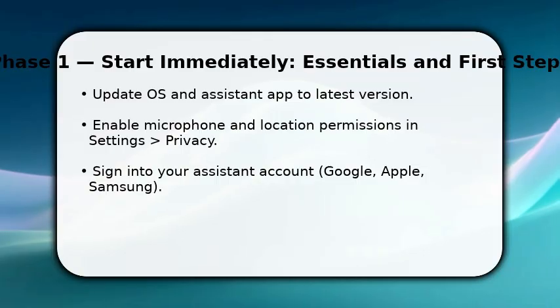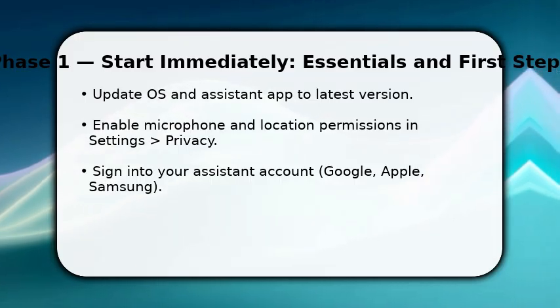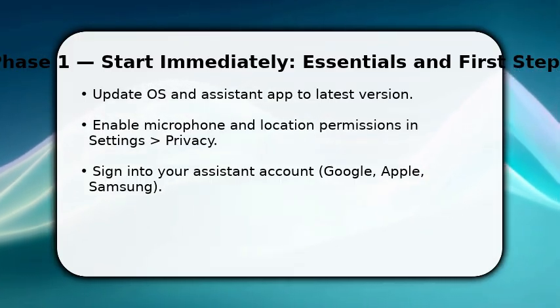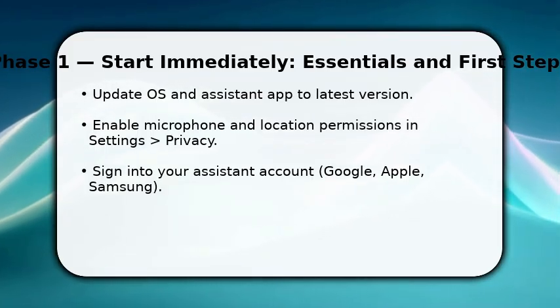You'll begin by making the phone ready. Update the OS and the Assistant app so features match the guide. Once done, open Settings and enable microphone and location permissions. Make sure battery saver is off because it can block background listening.